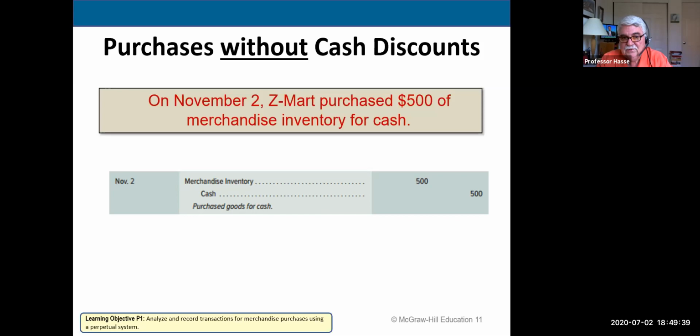So on November 2nd, Z-Mart purchased $500 of merchandise. Whenever it says merchandise, that means it's a product that we're going to resell. They paid cash, credit $500, and in return, they got an asset. What's the asset? Merchandise inventory. That means product that eventually you're going to sell.